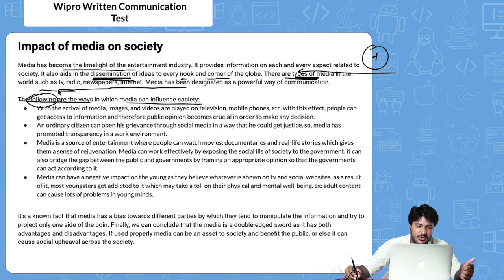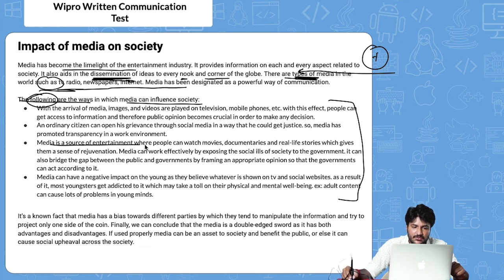"The following" is a signpost word. And I think there was a signpost word earlier, such as, was a signpost word here. So obviously she's doing that. And then she's giving examples and references here, which is very good. Media is a source of entertainment. Media can work effectively. So she's argumentating and exploring the topic, which is perfect here.